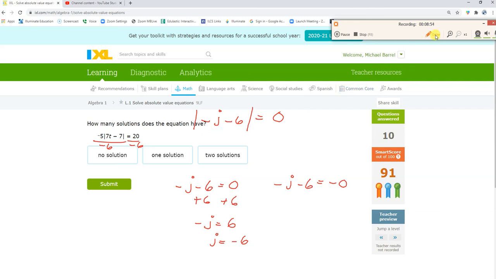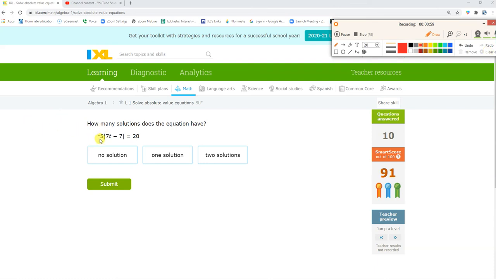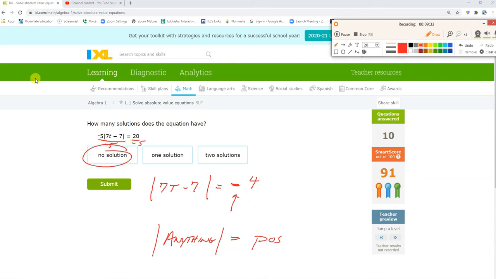Okay, good. I'm glad this one showed up. This is going to be a no solution. Okay, isolate it. Dividing by negative 5, absolute value of 7x minus 7 equals negative 4. Think about this. An absolute value can only spit out a positive. This is saying this absolute value is spitting out a negative. See that negative? This can't be done. The absolute value of anything equals a positive number, right? So there's no solution to this because this is saying it's a negative.